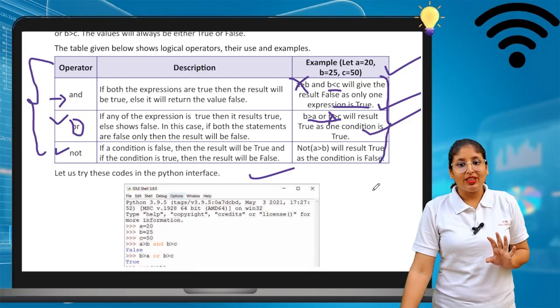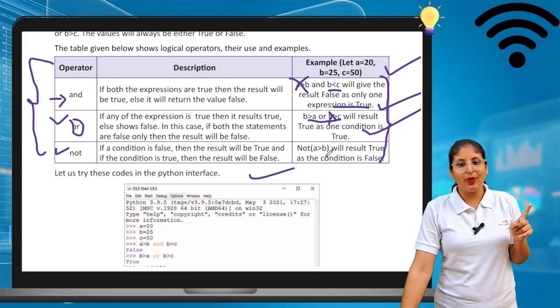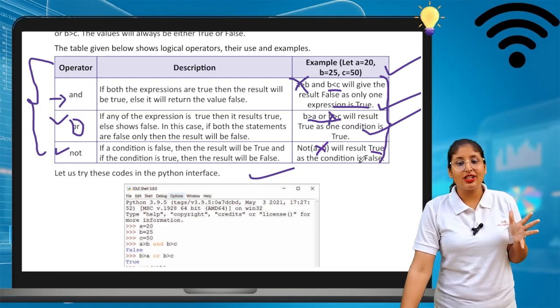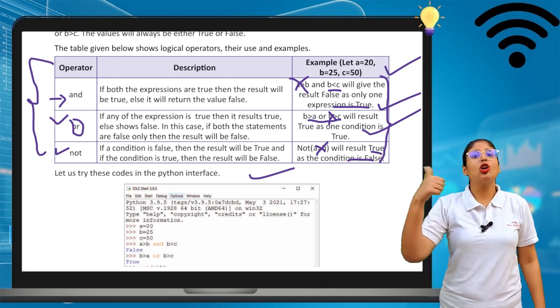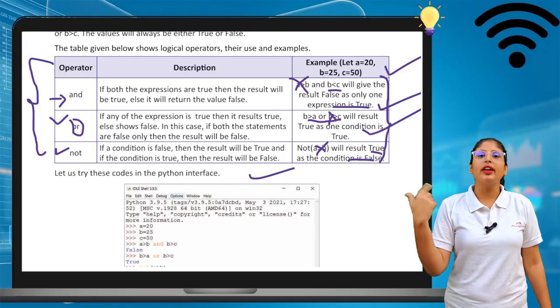Like this, A is greater than B. No, it is not greater. So the result is true, but the condition is false. Yes, it is opposite to each other. So that's why we can use these logical operations like AND, OR, and NOT in this.